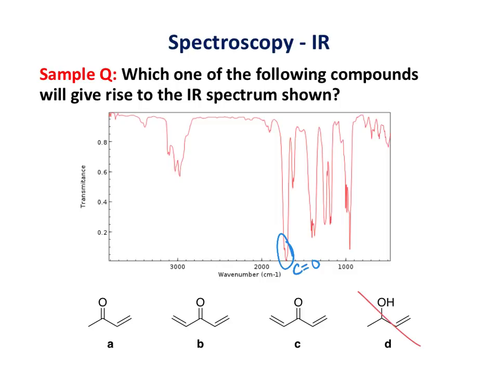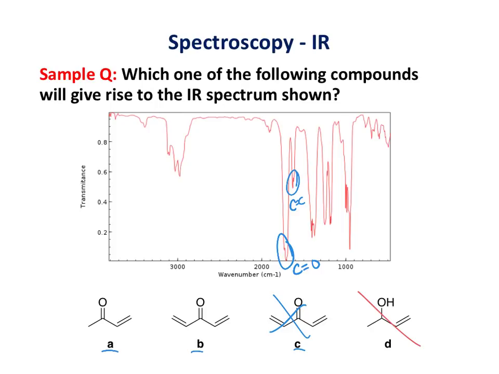The next thing we can spot is you have this stretch a little bit lower. That one's probably closer to 1650. That is the CC double bond. So A, B, and C all have the CC double bond. Well, let's just get rid of C. So we're between A and B.